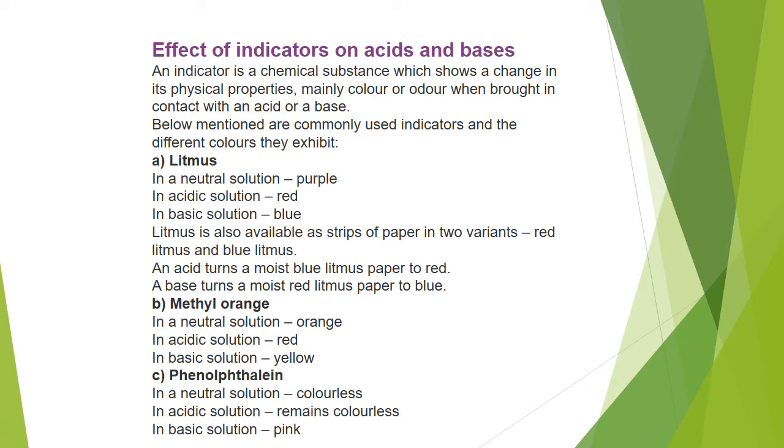One is the litmus paper. In neutral solution it is purple in color. In acidic solution it turns red, but in basic solution it turns blue. It is available in the form of strips as well as in solution. Methyl orange: in neutral solution it is orange, in acid medium red, in basic medium yellow. Phenolphthalein gives pink color with the basic medium, and in acid medium there is no change in color.